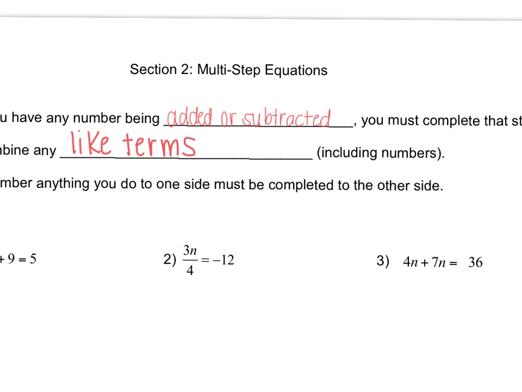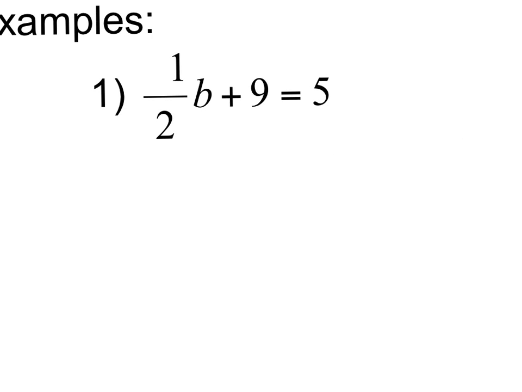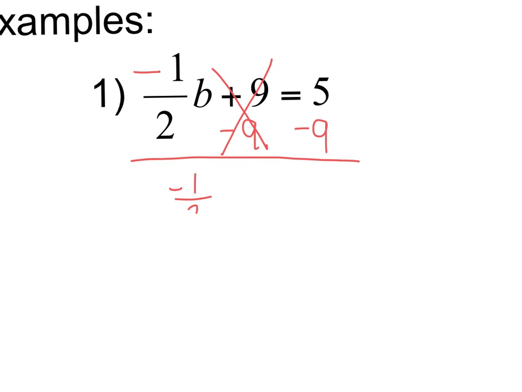All right, so let's take a look at some examples. Number 1. Let's throw a negative sign out front just to make it a little trickier. So we have negative 1/2 b plus 9 equals 5. We want to start by getting rid of the addition or subtraction first. So the opposite of plus 9 is going to be to subtract 9 on both sides. The 9s are going to cancel out. We get negative 1/2 b equals negative 4.